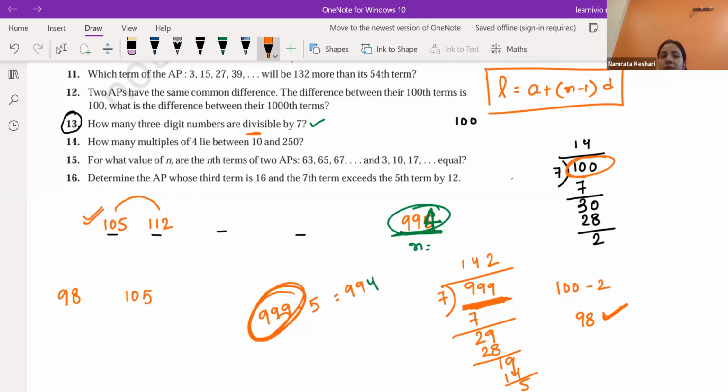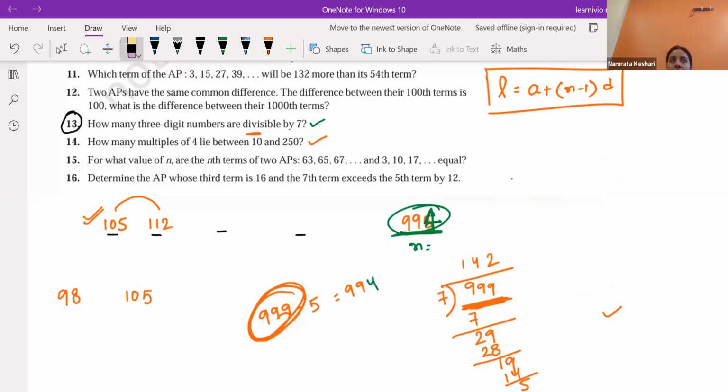Next, you can see the same type of question. How many multiples of 4 lie between 10 and 250, right? Yes, ma'am. Multiples of 4 means all the numbers which come in the table of 4, in between 10 and 250. Similarly, you will be able to understand that after 10, the number which comes in the table of 4 is 12, right?